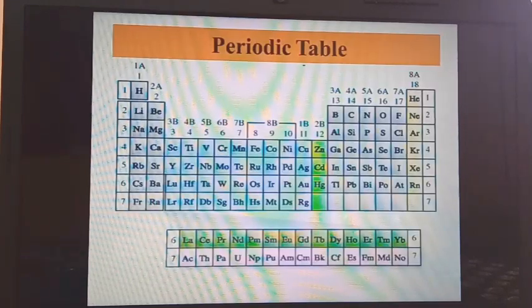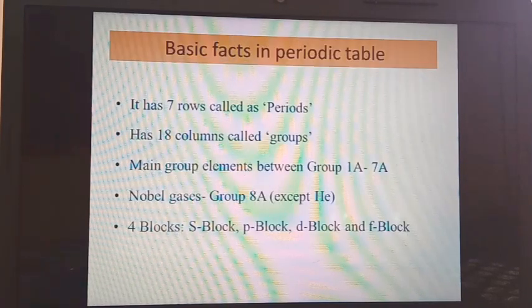First of all, while going for atom electronic configuration, you must know about the periodic table. The periodic table has 18 groups and 7 periods. Please see some basic facts in the periodic table. It has 7 rows called periods. It has 18 columns called groups.